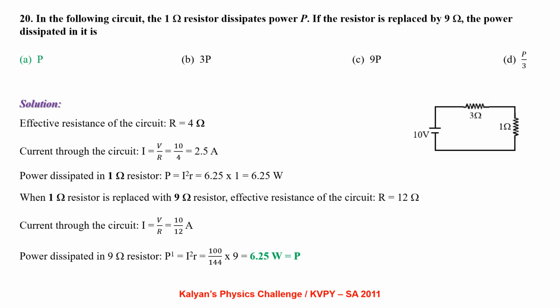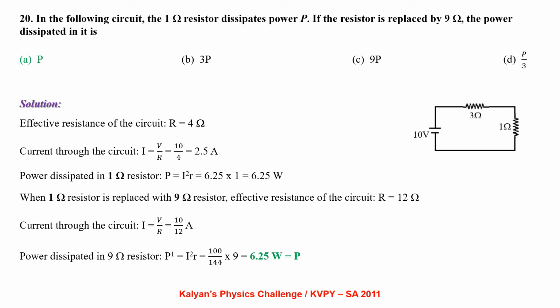In the following circuit, the 1 ohm resistor dissipates power P. If the resistor is replaced by 9 ohms resistor, the power dissipated in it is. Effective resistance of the circuit R equal to 4 ohm. Current through the circuit I equal to V by R, that is 2.5 ampere. Power dissipated in 1 ohm resistor P equal to I square R, that is 6.25 into 1, 6.25 watt.